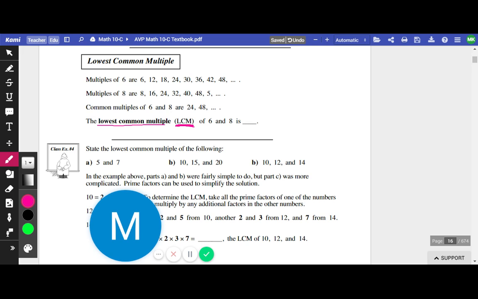So lowest in math would mean smallest number. Right? Common means it's shared among all things. And multiple means things that your number could multiply to become. So multiples are getting bigger. So for instance, the multiples of 6 would be 6, and then another 6 would be 12, times another 6 would be 18, plus another 6 would be 24. Right? These are all multiples of 6. It's basically what happens when you count by sixes. If I said what are the multiples of 8, you do the same thing, you're just counting by 8. So it'd be 8, 16, 24, 32, 40, 48, and so on and so forth.